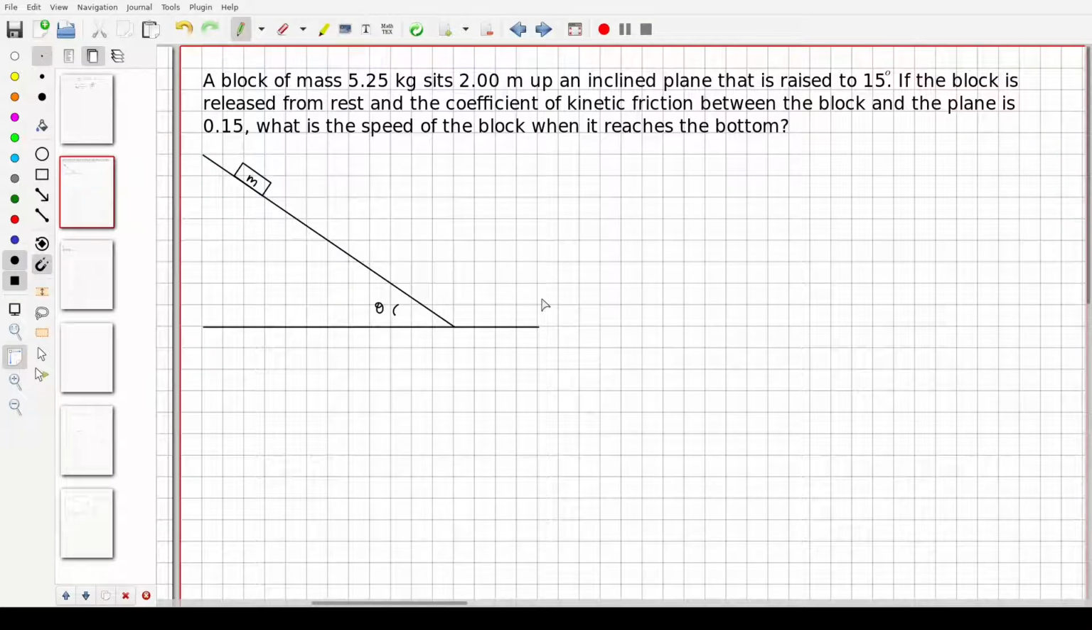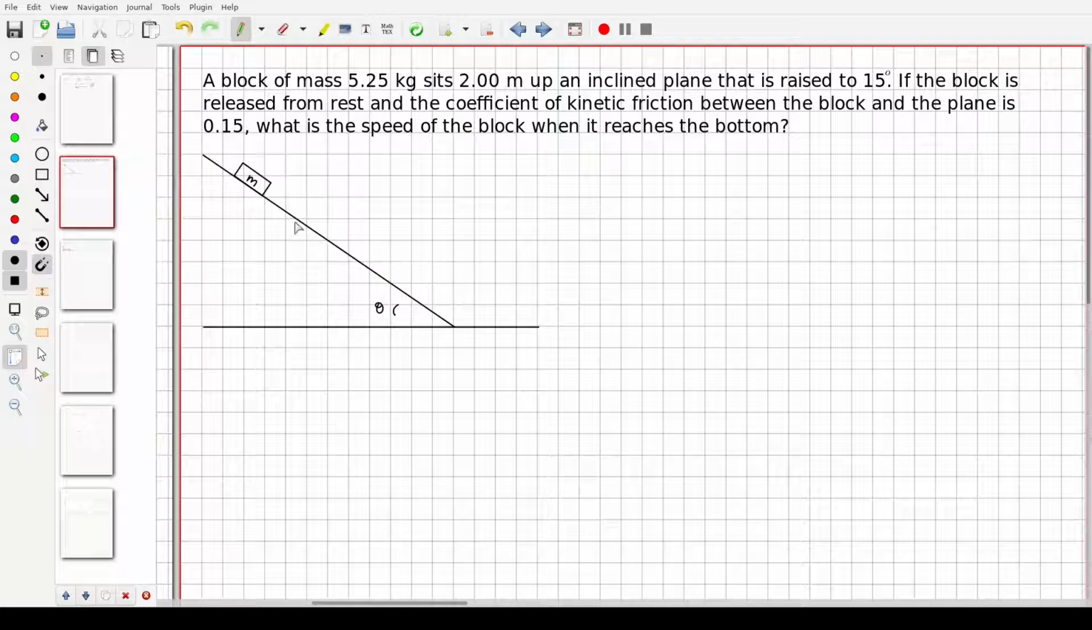In this problem, we have a block that has a mass of 5.25 kilograms, and it sits 2 meters up an inclined plane that's raised to 15 degrees. Now, if the block is released from rest and the coefficient of kinetic friction between the block and the plane is 0.15, what I want to know is what the speed of the block is when it reaches the bottom.